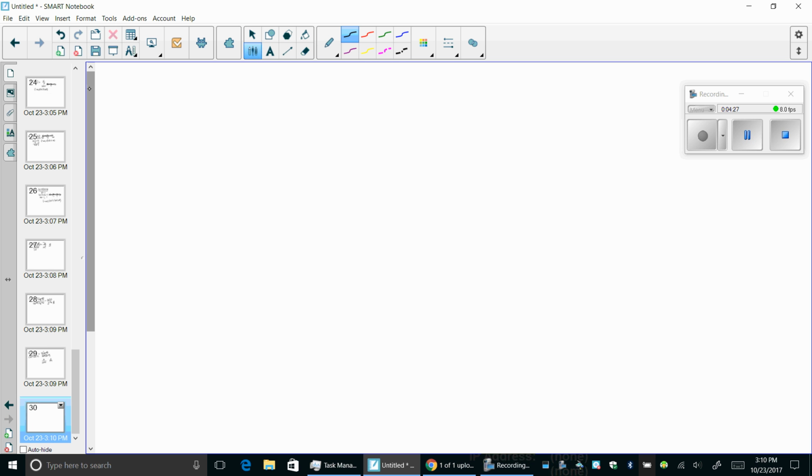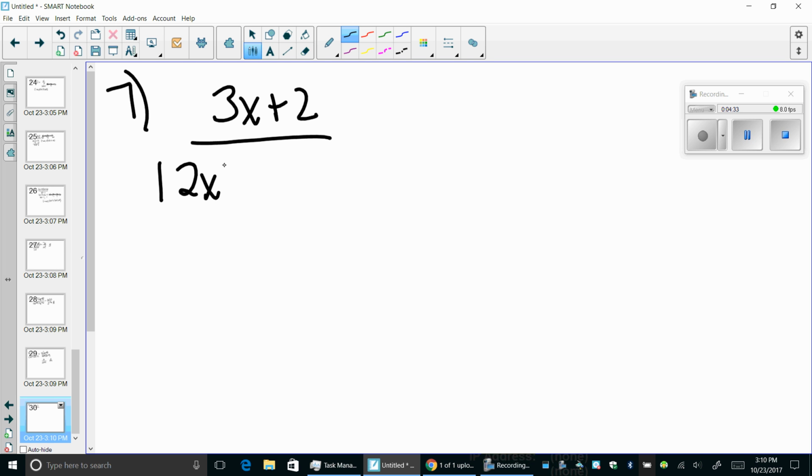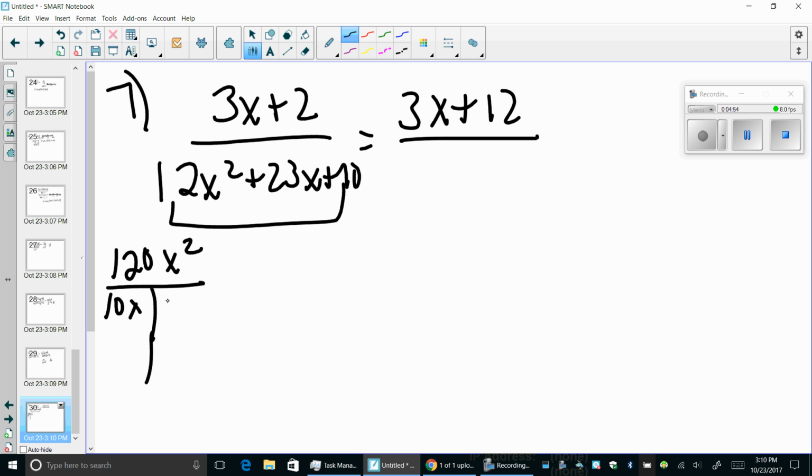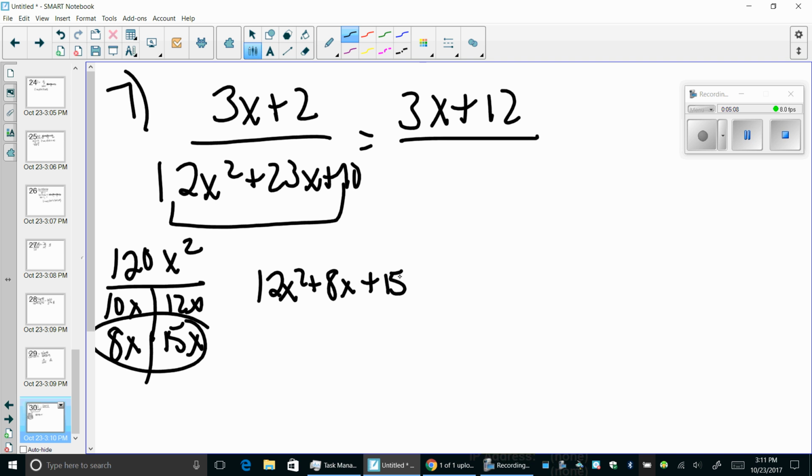Number 7. On the top I have 3x plus 2, which doesn't factor. On the bottom I have 12x squared plus 23x plus 10, which does factor. If you don't know how to factor this, the easiest way is to multiply the first and the last together, and that gives me 120x squared. So I'm looking for two numbers that when multiplied together give me 120x squared and that add up to 23x. So like 10x and 12x would multiply, but that wouldn't add up to 23, but 8x and 15x would multiply to give me 120x squared and would add to 23x. And so then what I do is I replace 23x with 8x and 15x.